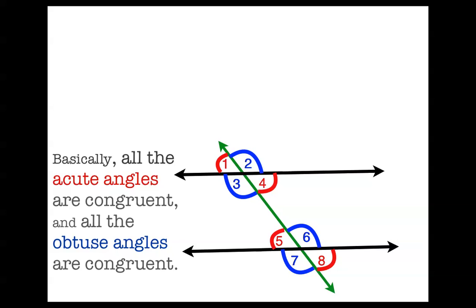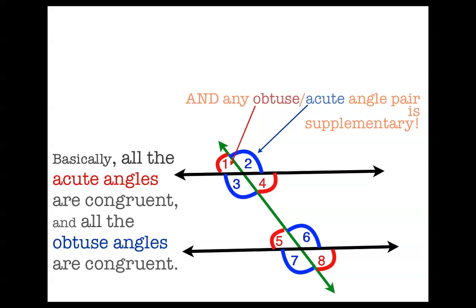But there's more. What about angle 1 and angle 2? They're obviously not congruent because one is acute and one is obtuse, but don't they make a straight line if you put them together? Oh yeah, so any pair of one of the obtuse angles and one of the acute angles is supplementary. Supplementary means they add up to 180 degrees. So angle 1 and angle 3 are supplementary, angle 1 and angle 6 are supplementary, angle 7 and angle 4 are supplementary. Interesting. Remember, supplementary means they add up to 180 degrees.